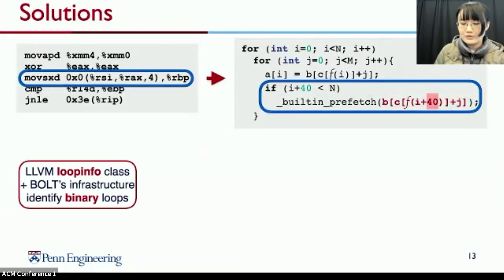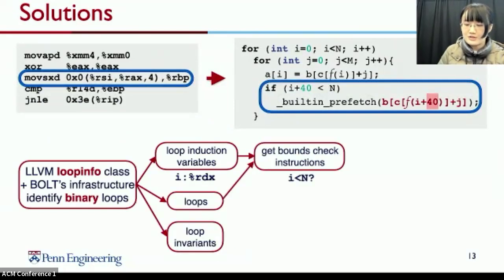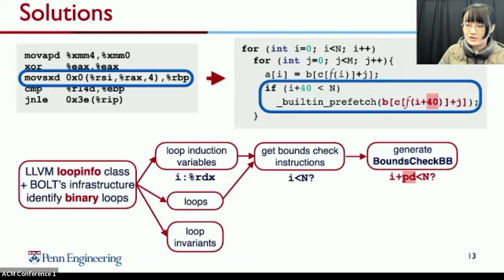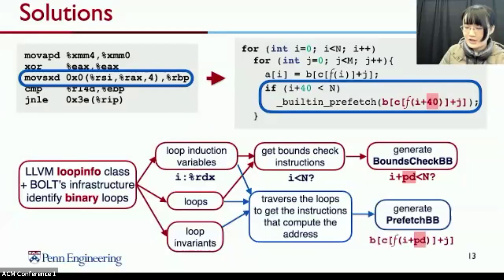Our solution is we leverage the LLVM LoopInfo class and BOLT's infrastructure to identify loops in the binary. And with the binary loop information, it's easy for us to identify the bounds check instruction and then generate the bounds check basic block. Similarly, we can traverse the binary loops to get all instructions that compute the address for prefetching and generate the prefetch basic block. With these two basic blocks, it's easy for us to produce the binary for online code injection.